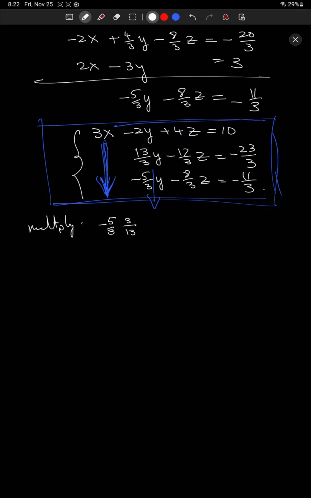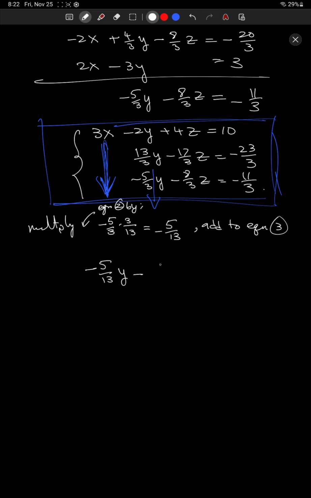I forgot to write the words. Multiply equation 2 by this, right? So this is actually equal to, just to simplify it a little bit, minus 5 over 13, right? Add to equation 3, okay? And when we do that, we're going to end up with minus 5 over 13y, and then we do it for the rest of these.